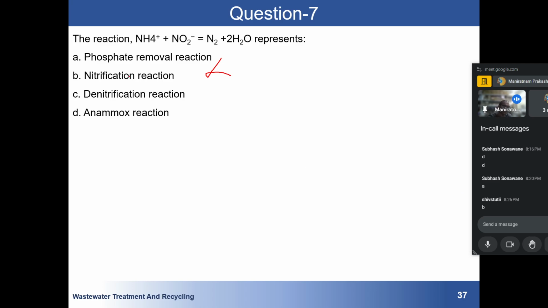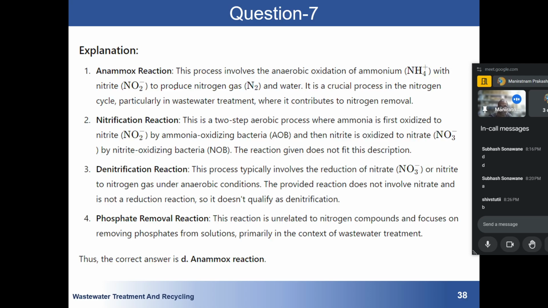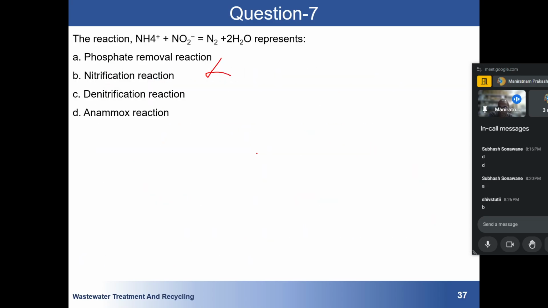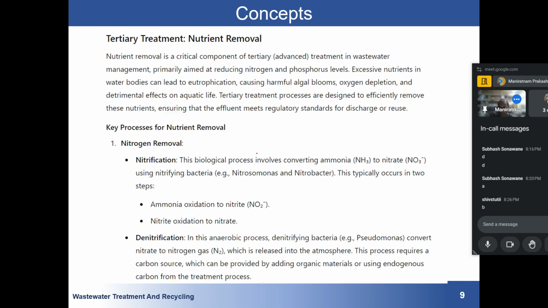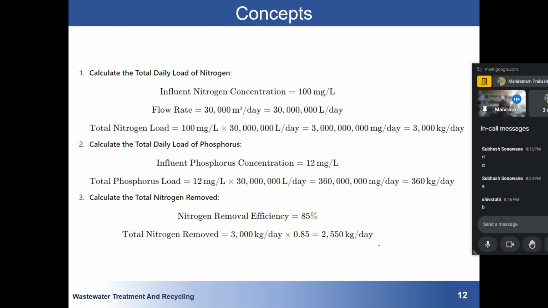Remember, nitrification is a two-step process where ammonia is first oxidized to nitrite by AOB, that is ammonia oxidizing bacteria. Then nitrite is oxidized to nitrate NO3 by nitrite oxidizing bacteria, that is NOB. Remember, we have particular names for these bacteria: Nitrosomonas and Nitrobacter. And finally in denitrification, we have Pseudomonas.